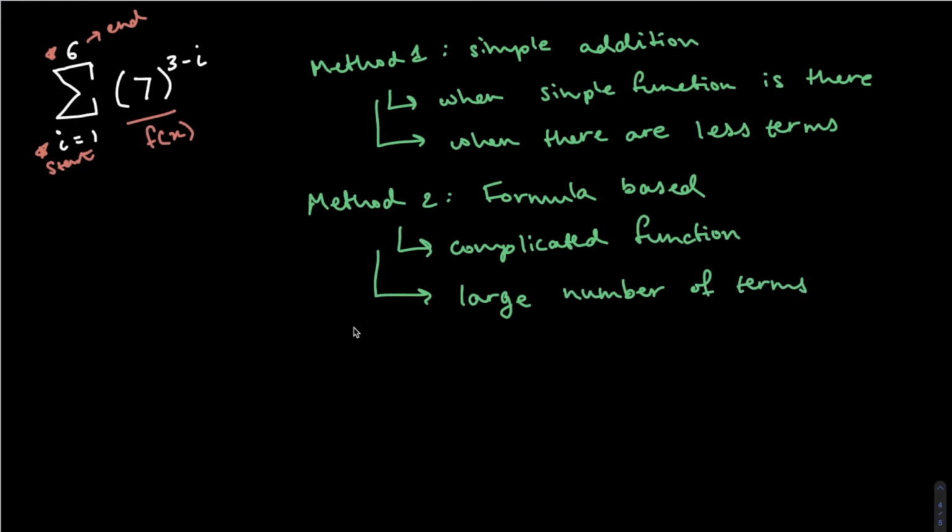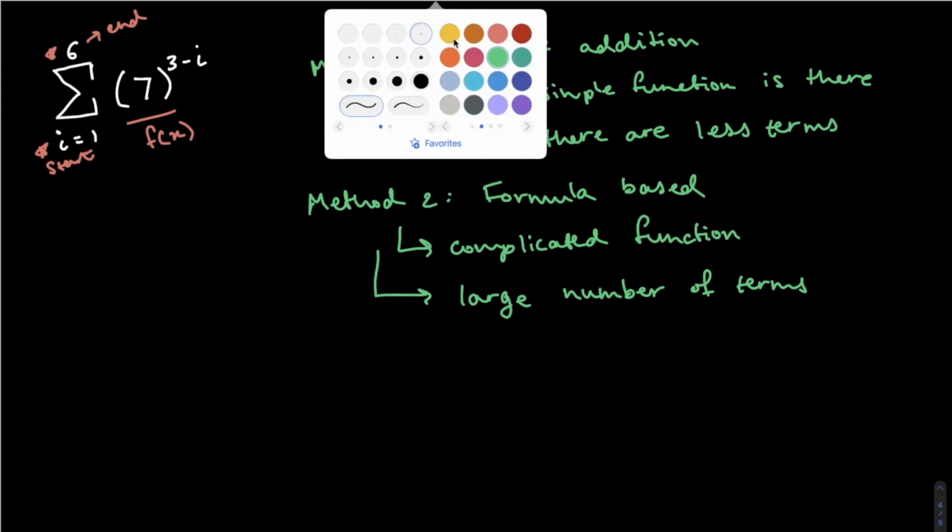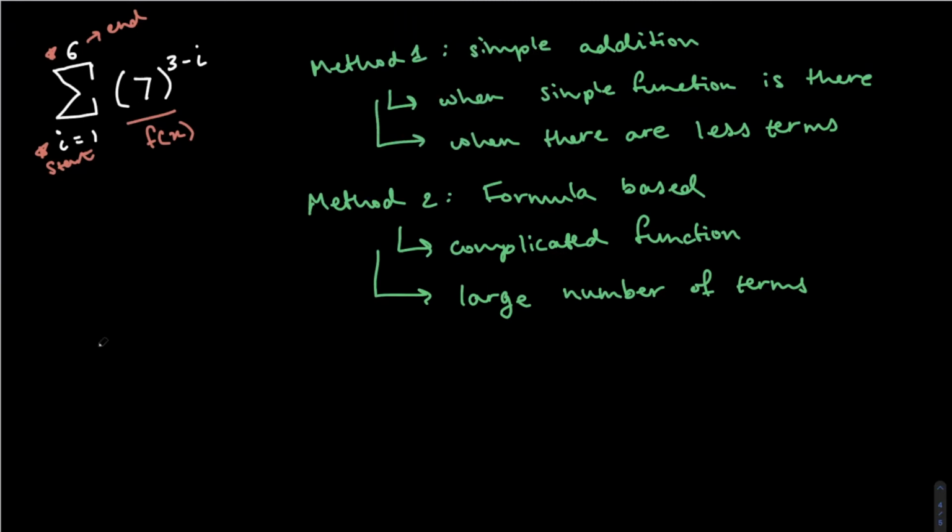Okay. So suppose we were to start with simple addition. In this case, I'll take a different color again. I'll take light blue. If we took simple addition, what will our terms be? Our first term will be 7 to the power 3 minus 1, which is 2, so 7 squared. Then we would have 7 raised to the power 1, then 7 raised to the power 0, then 7 raised to the power minus 1, then 7 raised to the power minus 2. This gives us 1, 2, 3, 4, 5, and then 6, 7 raised to the power minus 3.